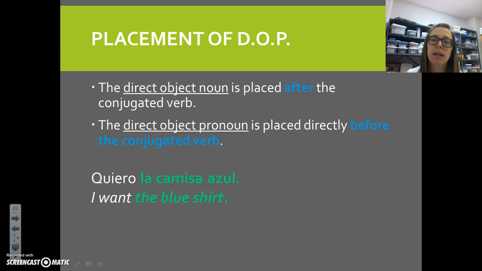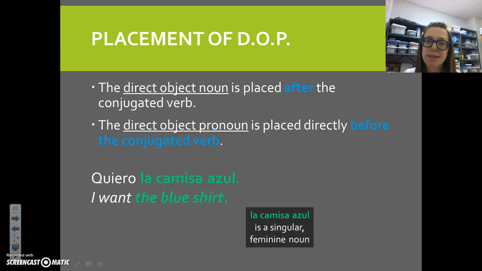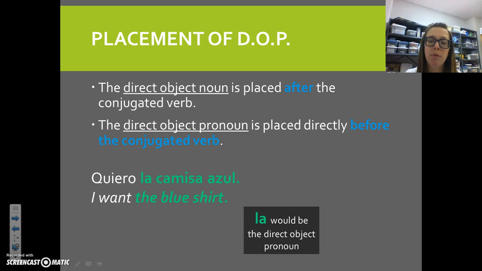Okay? So the camisa azul is a singular feminine noun, and that is our direct object. So since it's a singular feminine noun, I'm going to replace it with la. La would be the direct object pronoun. Okay? In Spanish, you put the direct object pronoun before the conjugated verb. So it's la quiero. I want it.